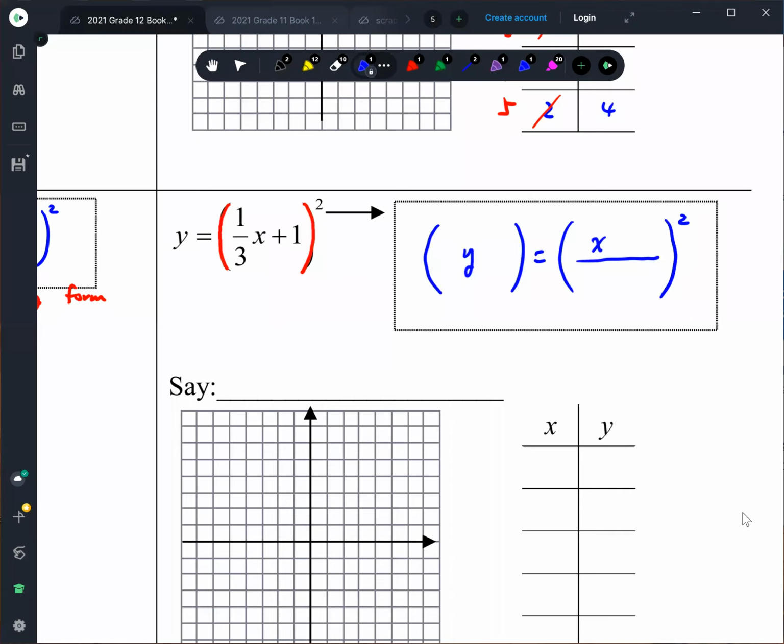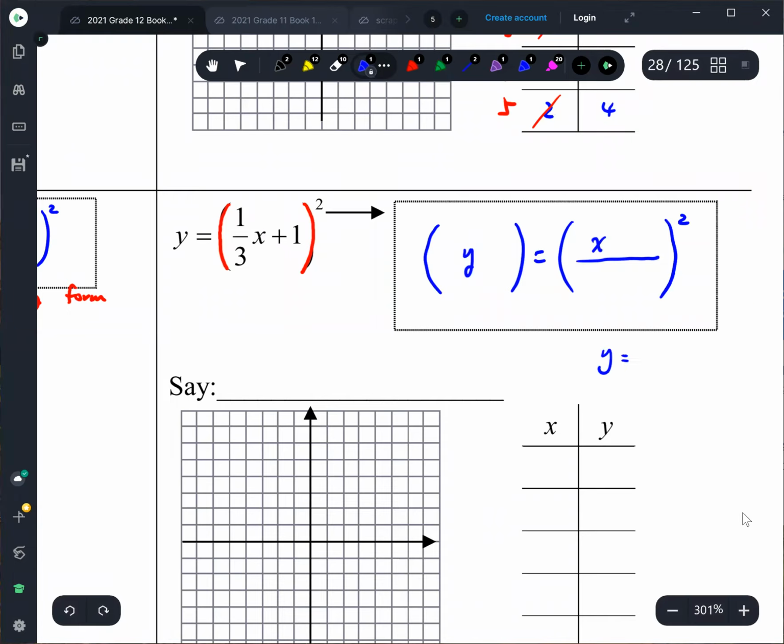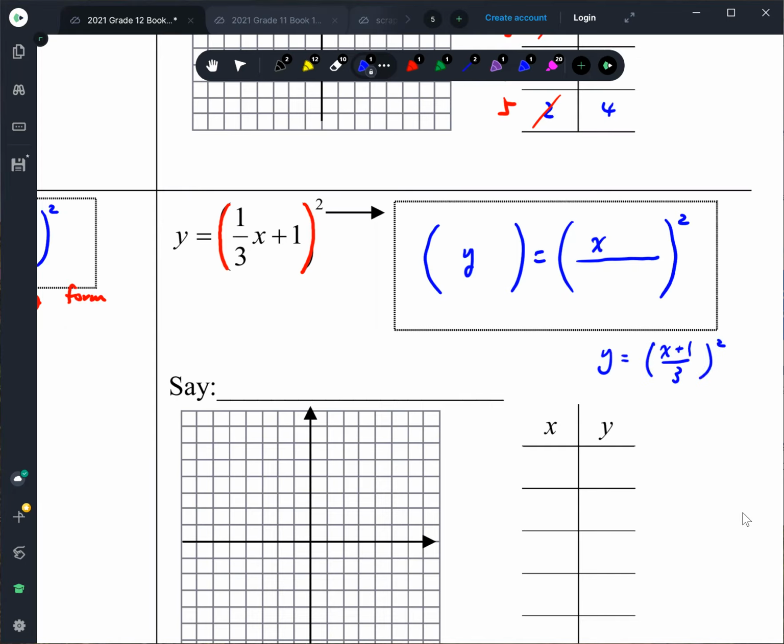Okay, Angela, what do you think the form should look like? X plus 1 over 3. Like that? Oh, yeah, the square, right? Okay, what do you think, Sophie? What's your form look like? I actually got the same thing as her. Same, okay. And Chris, what about you? I got that too. Okay, so this one is more difficult.